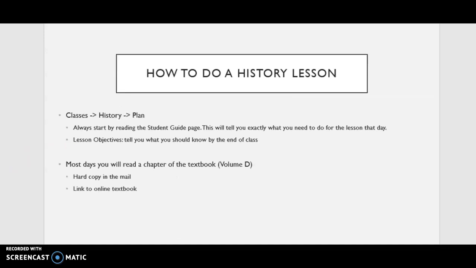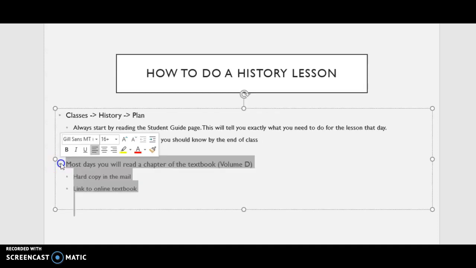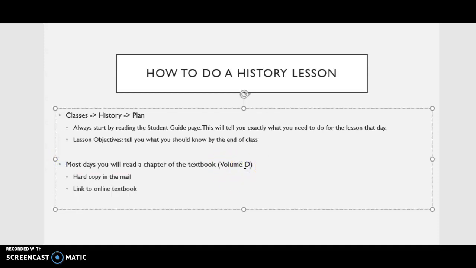As you go through your plan to do a history lesson, make sure that you always start by looking at the introduction to tell you exactly what you need to do for the lesson that day. It is really important to pay attention to the lesson objectives. Those tell you what you should know by the end of class. They tell you exactly what you need to focus on, what the take-home point is. So definitely pay attention to those lesson objectives. Most days you will read a chapter of the textbook from volume C or D. Again, the hard copy should be coming in the mail if you have not already received it. But we do have the link to the online versions of the book, the ebooks as well. Those are in the course materials folder in our American History class shell.